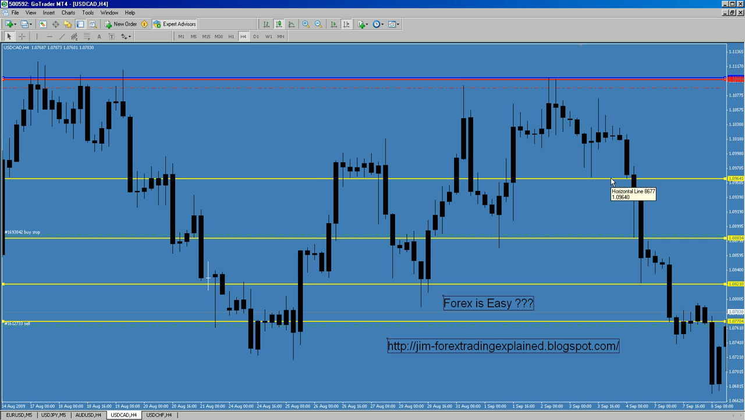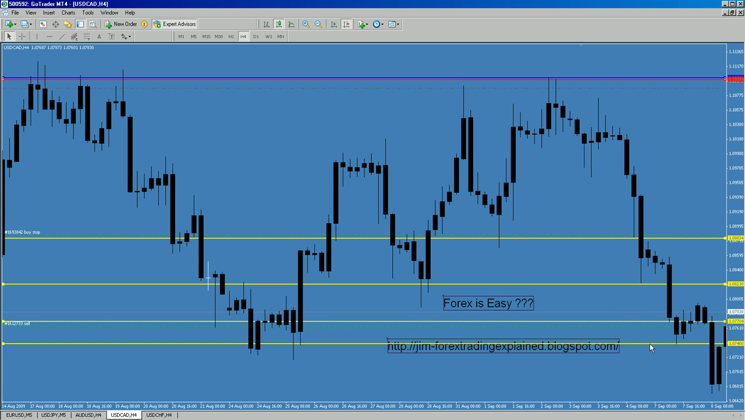and the yellow lines. So I was just looking for a place to get an entry, so I was just playing with my yellow lines. And here we had a little bit of a pullback up there. So what I did was I moved my entry point, buy point there, which was 1.0804.